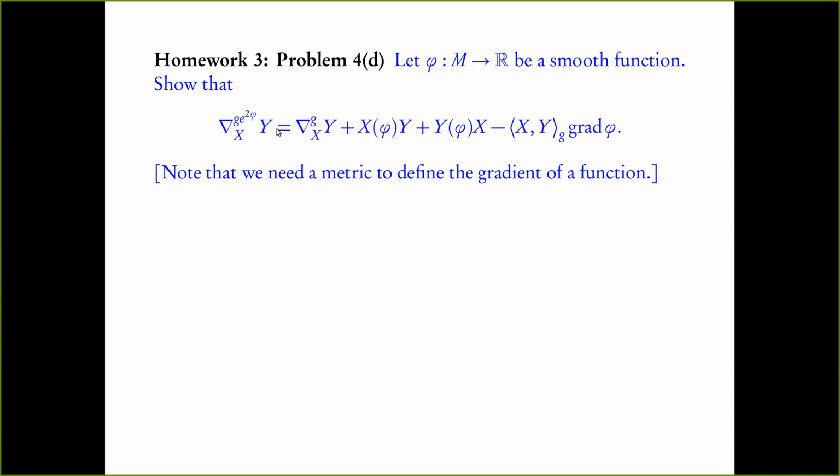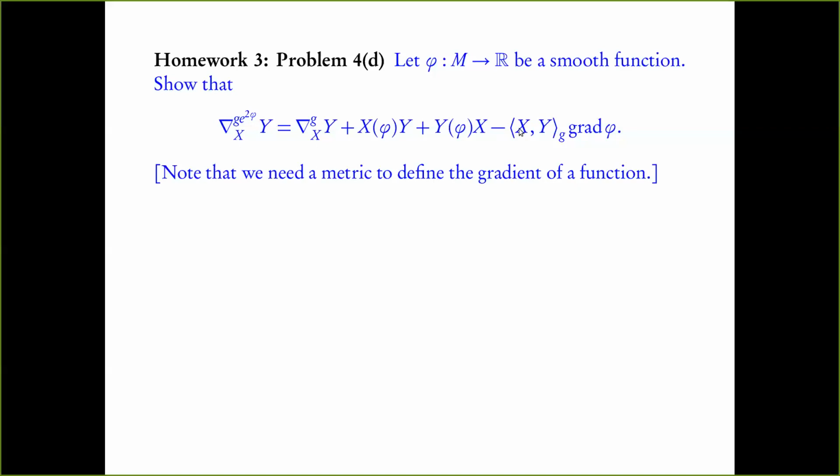So it says that this new Levi-Civita connection looks like the old one, plus there's a term, and the whole thing is symmetric in x and y because it's the directional derivative of phi in the direction of x times y, and then you switch x and y. And then there's this term, which is the inner product of x, y in the g metric times gradient phi. And there's a remark here, which I'll get to in a moment.